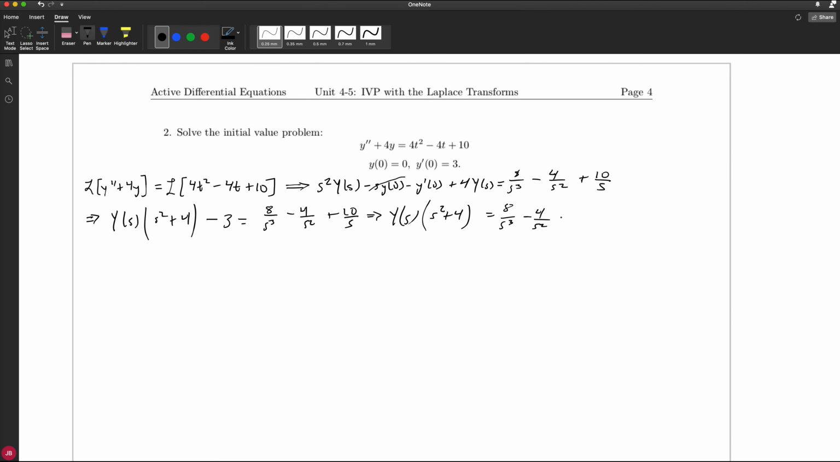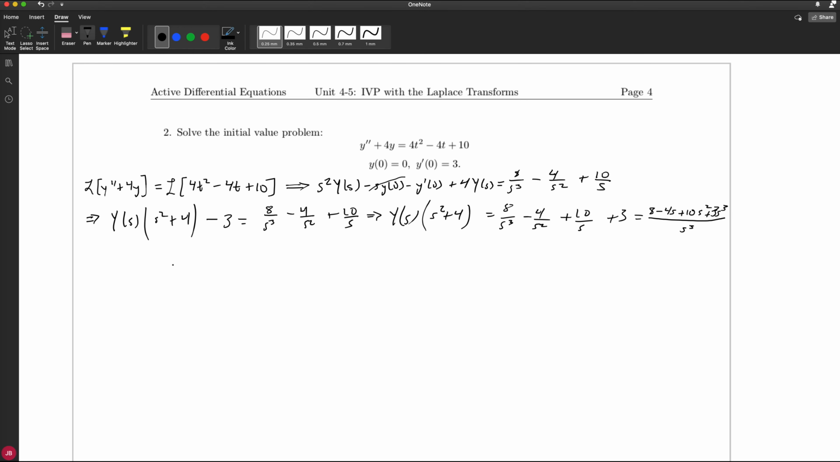So this says that Y of s times s squared plus 4 equals 8 over s cubed minus 4 over s squared plus 10 over s plus 3, which I'm actually going to find a common denominator of, which is s cubed. And you'll notice that 8 does not need to change. The 4 needs an extra factor of s, right? In order to get an s cubed, I need an extra factor of s. This one needs 2 extra factors of s. And the 3 needs 3 factors of s. So that's why I get a 10 plus 10s squared plus 3s cubed.